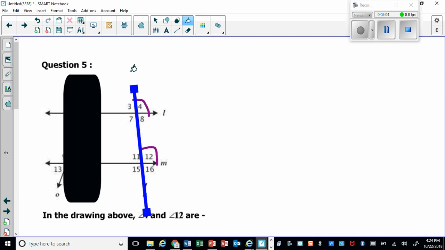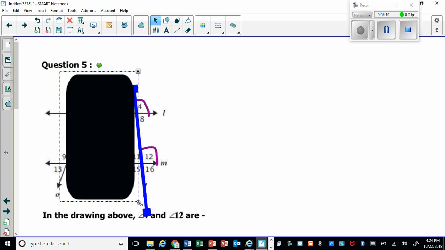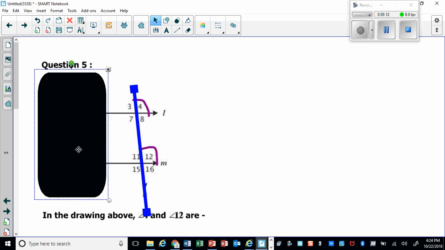So I don't need this side of the problem. So I only need to focus on the other side. So this side, I don't need it, so cover it up. So the question is, which two lines are going to be parallel based on this?